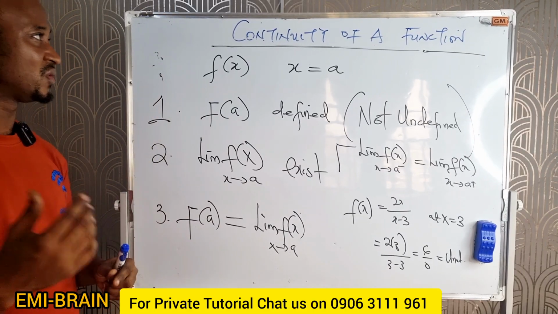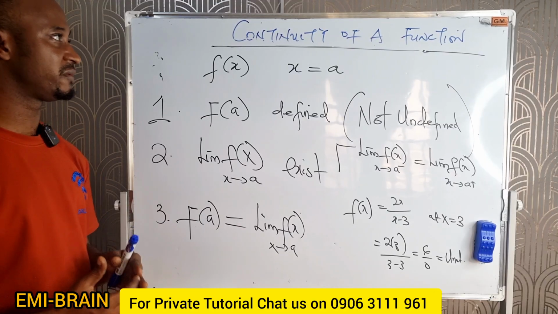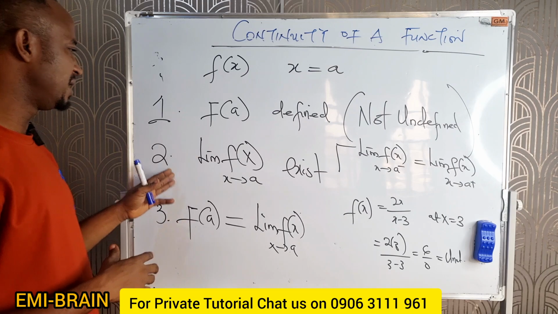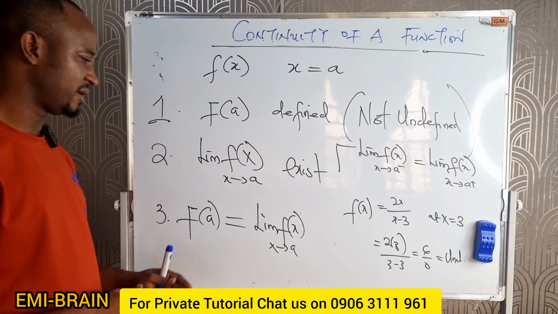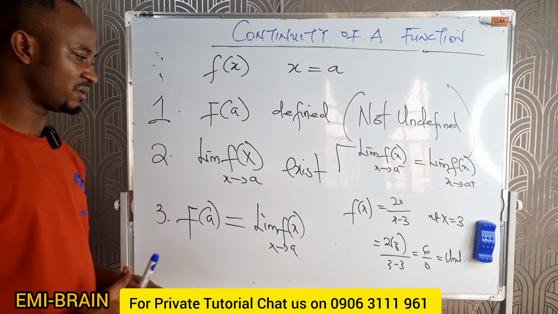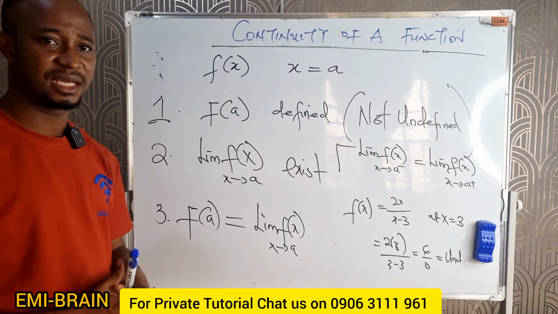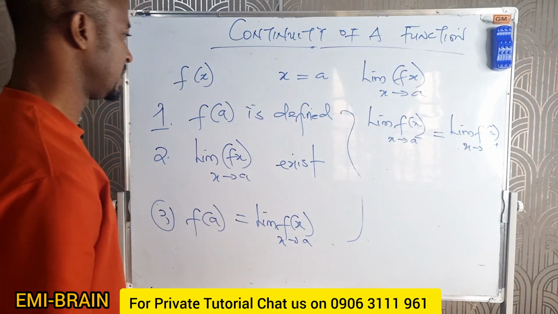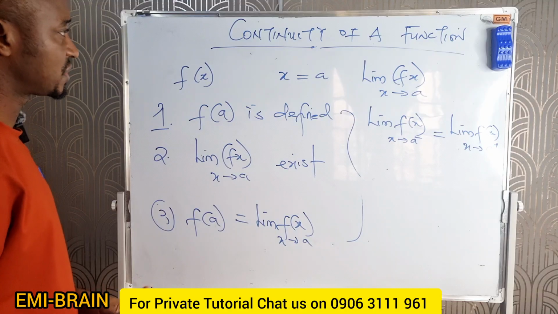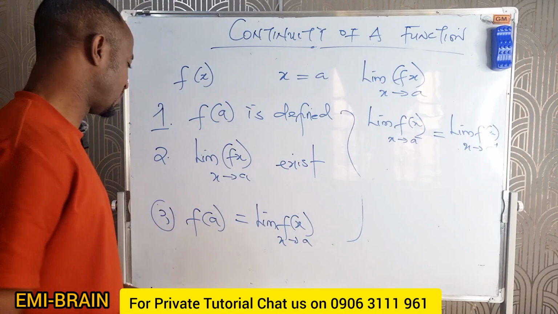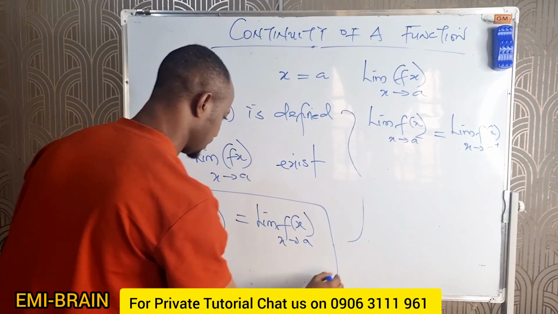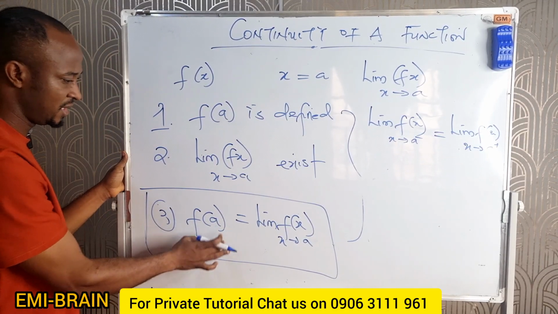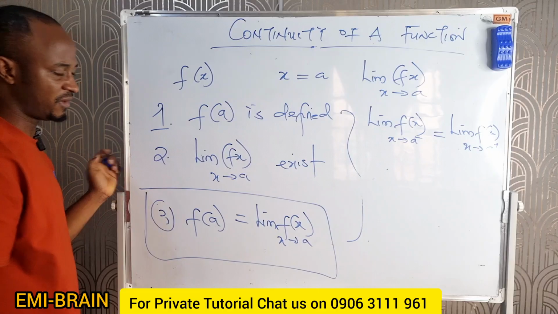We have 3 continuity tests for continuity of a function. The first test is that f of a is defined, the limit must exist, and f of a must be equal to the limit of f of x as x approaches a at that point. But a major point that defines that a function is continuous at a particular point is the third condition, that says that f of a must be equal to the limit of f of x.